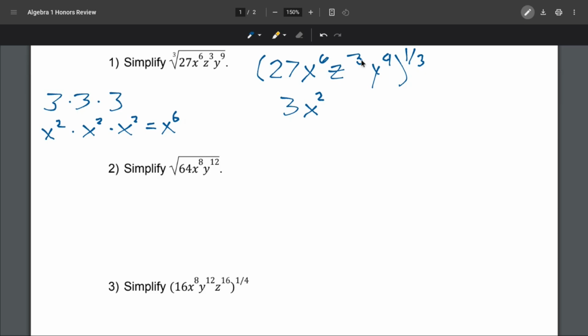Here we have z cubed to the 1/3 power. That's going to be 3/3 or 1. We don't need to write the 1, so I'm going to put z. And here we have y to the 9th raised to the 1/3 power. So it's 9 times 1/3, or 3.